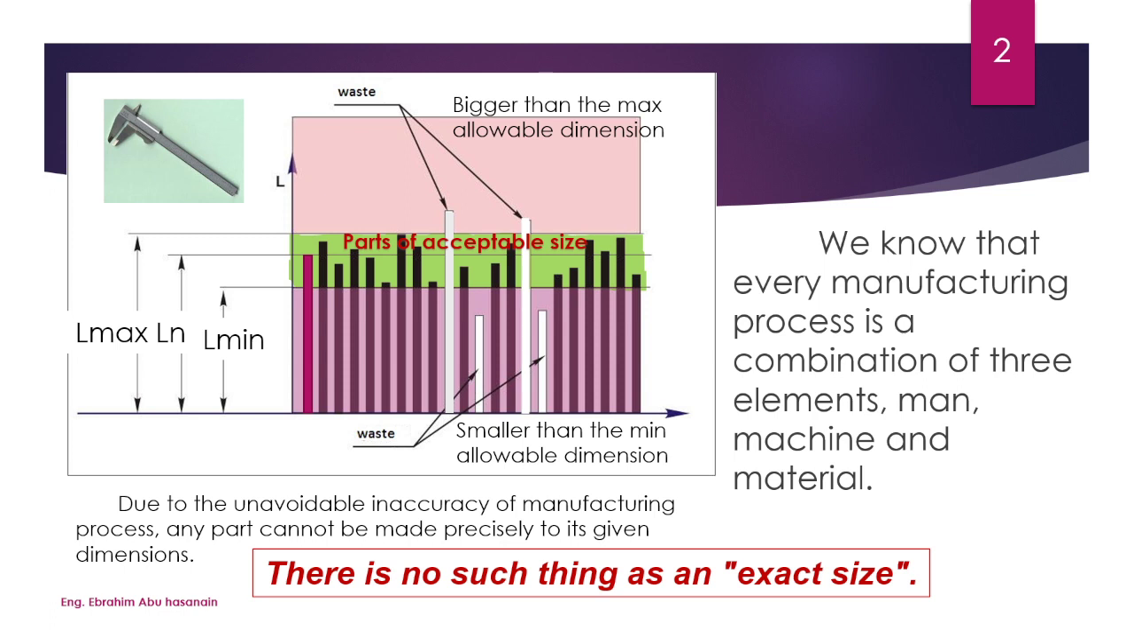Which means we have here our aim part with a dimension of L nominal, which could be 50, 100, etc. mm. For example, the length of this part. We gave material to people to work on machines to produce this part. The result is here.